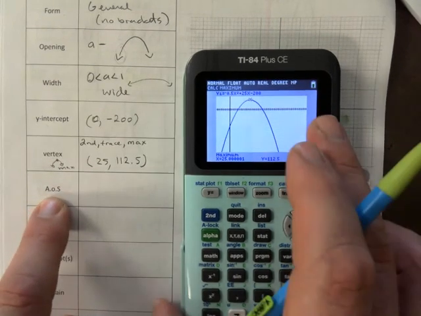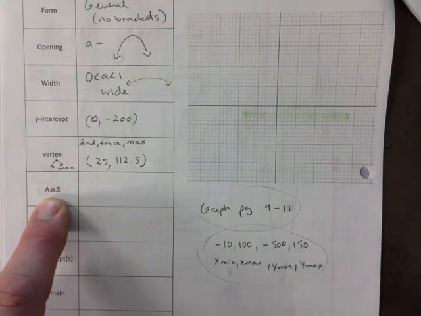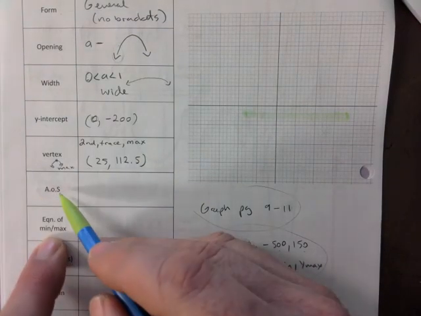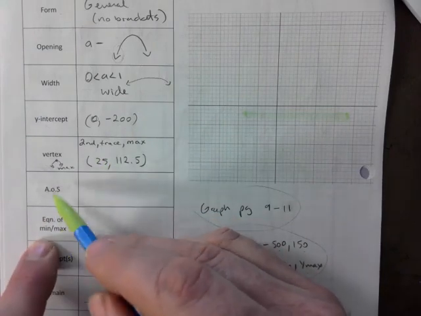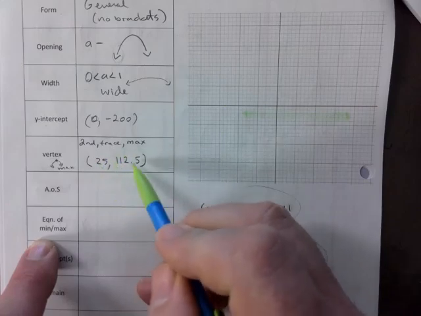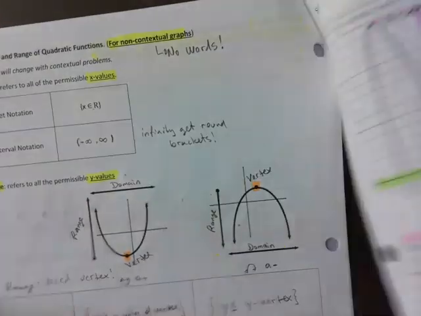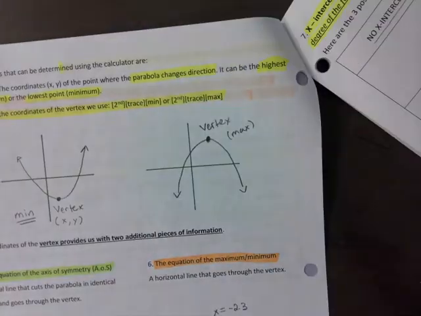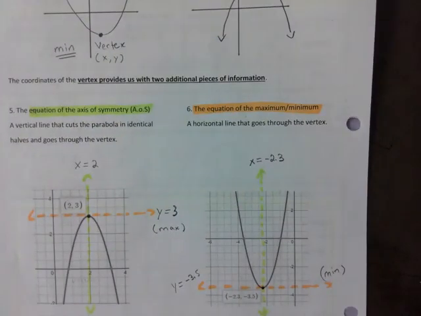Do you remember the axis of symmetry? I know it's fairly new here. Do you remember that these two axes of symmetry and the equation of min and max can be just taken from your vertex? Do you remember that vaguely? What are you talking about? I just want you to go to page 5. This is what I'm talking about.